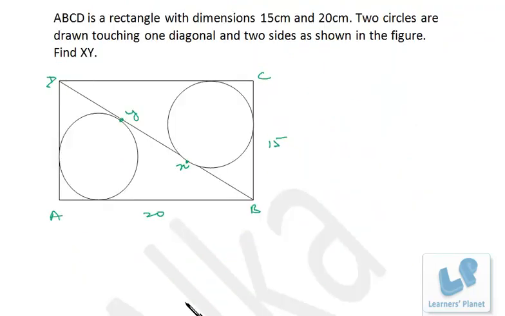Now let's say this problem. Here ABCD is a rectangle with dimensions 15 and 20. Two circles are drawn touching one diagonal and two sides as shown in the figure. We have to find out XY, that means the distance between their touching points with this diagonal.